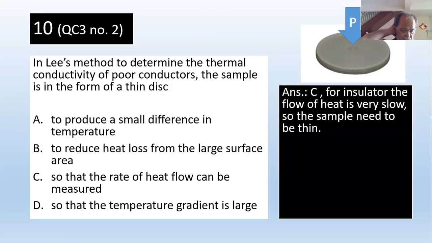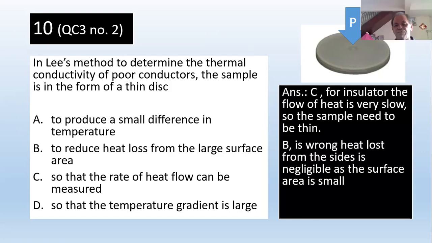Okay, so the answer is C. So that the rate of heat flow can be measured. That's why I answer that. If it's too thick, too long, heat takes a long time to flow, cannot measure. It's an insulator. It has to be thin. B is wrong. Heat loss on the side is negligible as the surface area is large. So most of the heat flows through the larger surface here than what is lost at the side there.